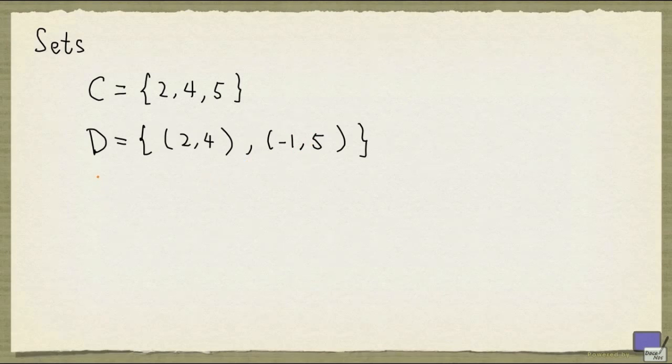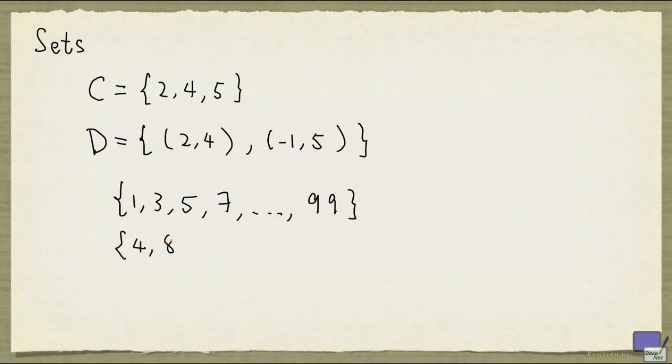We can use abbreviations if the set that is to be described is large or even infinite. For example, if I write {1, 3, 5, 7, ..., 99}, this will be the set consisting of the odd integers from 1 up to 99. If I write {4, 8, 12, 16, ...}, this will be an infinite set containing all the positive integer multiples of 4.